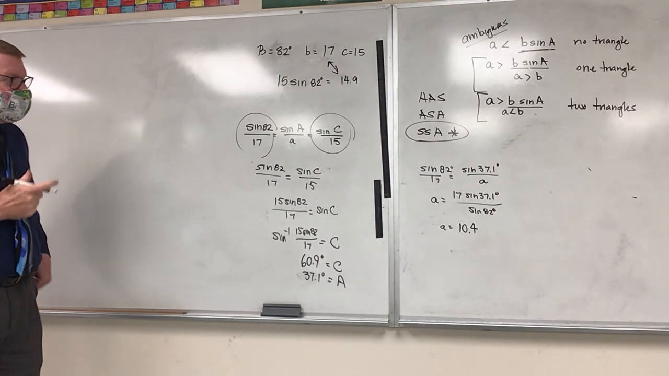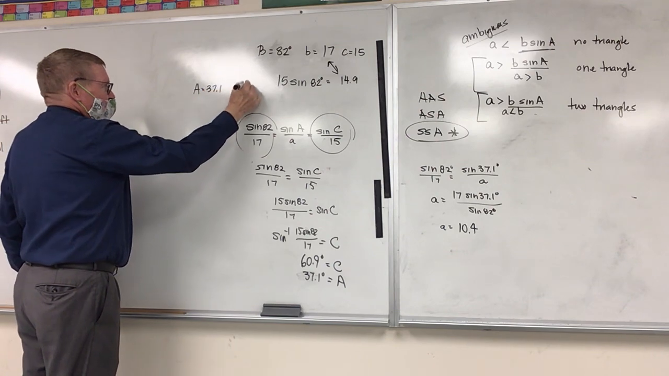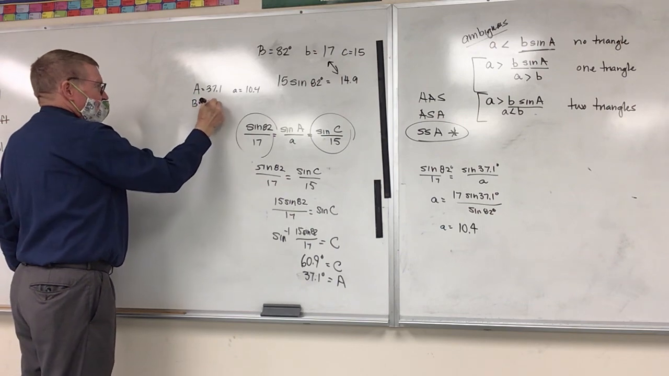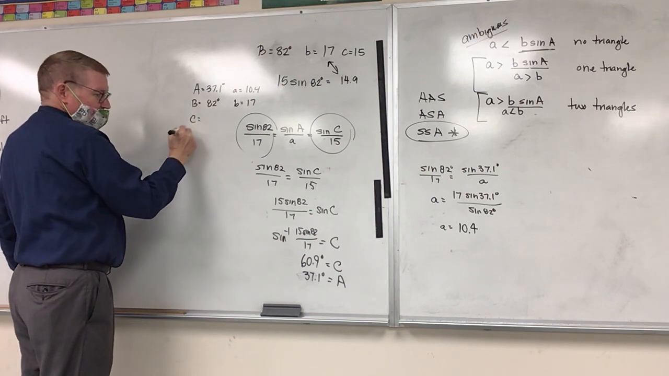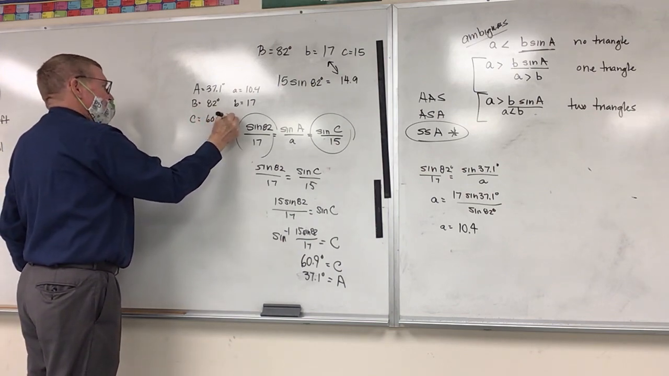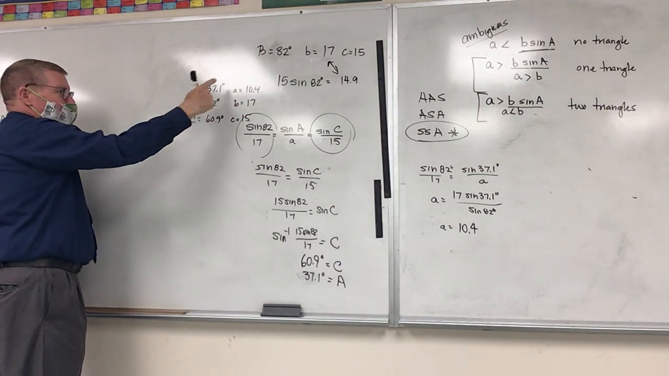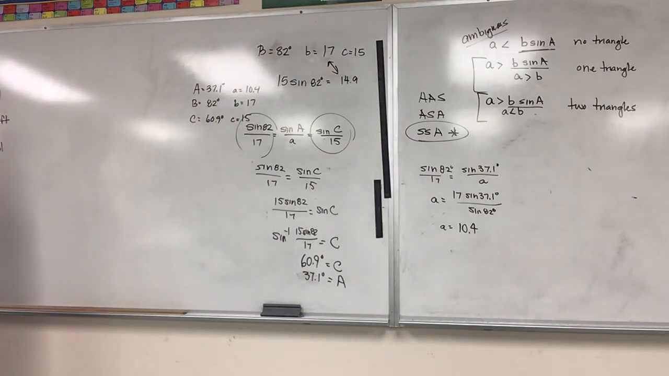Oh, so A is 10.4. So we have A equals 37.1, 10.4. B equals 82, and B equals 17. C equals 60.9, and C equals 15. So again, want to check smallest angle, smallest side, biggest angle, biggest side. So we're probably correct. What about the middle? If the big angle is correct and the small angle is correct, the middle angle will be correct too.